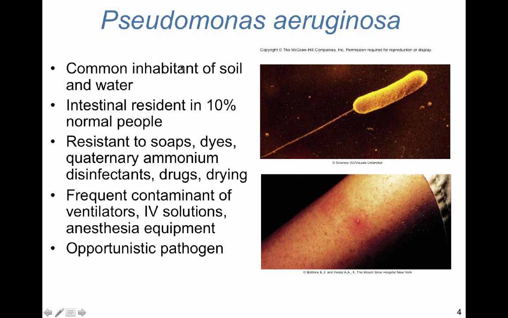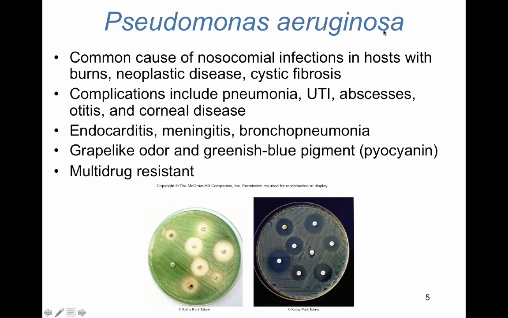Now, it seems that a lot of Pseudomonas bacteria, in particular, Pseudomonas aeruginosa, is commonly found within soil environments and water, and it's actually a normal resident microbe within 10% of individuals in the intestinal tract. And it seems to be a frequent contaminant in the medical healthcare world of ventilators, IV solutions, and also anesthesia equipment. So this is one that's associated with causing opportunistic infections. And we do see higher levels of antibiotic resistance associated with this particular species.